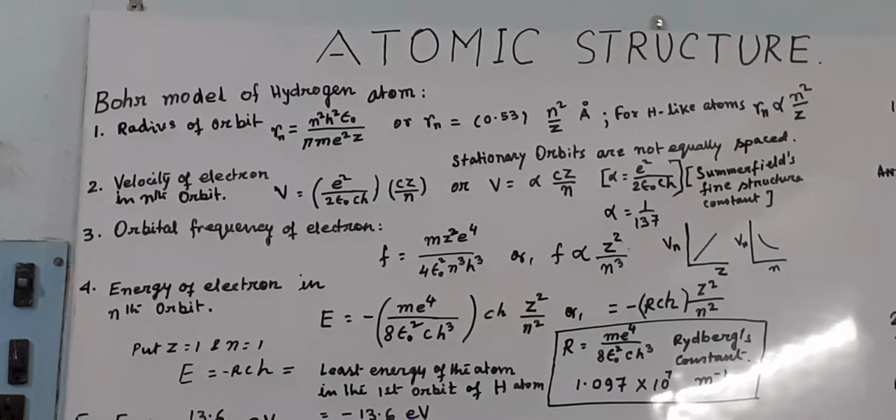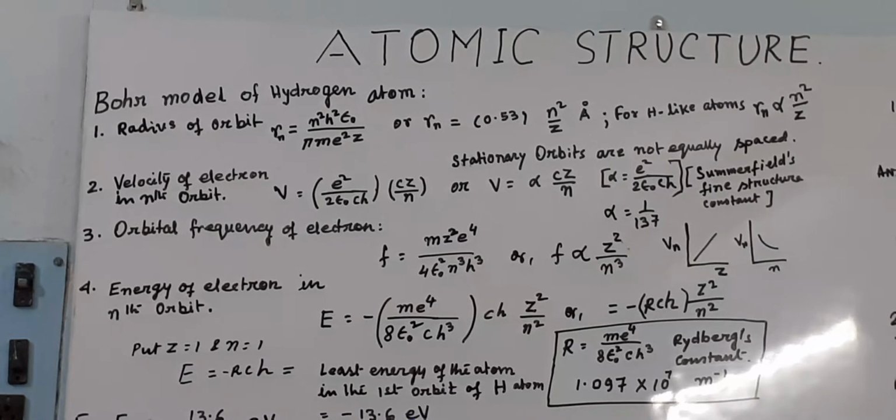Let us start. Number 1, radius of orbit, which is calculated from Bohr's postulates and electrostatics, that is r suffix n equal to n square h square epsilon naught divided by pi m e square z, or r suffix n equal to 0.53 into n square by z angstrom. For hydrogen-like atoms, r suffix n is proportional to n square by z. From here it is understood that orbits are not equally spaced, it varies.